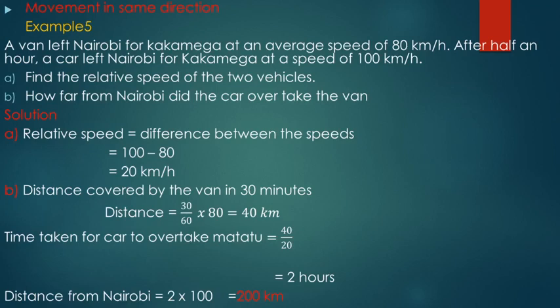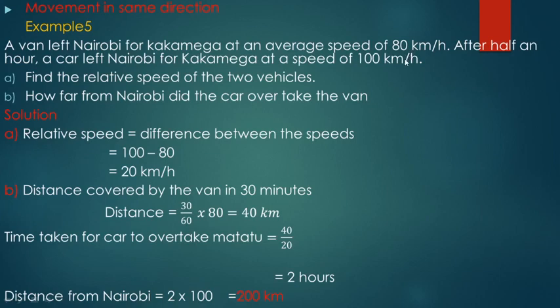Now, let's do examples for movement in the same direction, for bodies moving in the same direction. Example: a van left Nairobi for Kakamega at an average speed of 80 kilometers per hour. After half an hour, a car left Nairobi for Kakamega at a speed of 100 kilometers per hour. So you realize the van left Nairobi at 80 kilometers per hour.